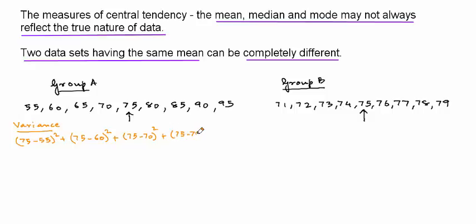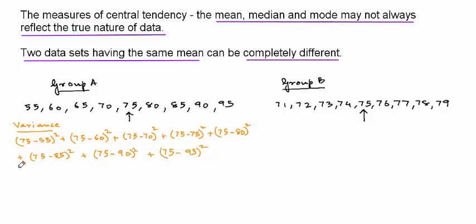75 minus 75, that will be a 0, but let's just write that down for the sake of completeness, plus 75 minus 80, square of that, plus 75 minus 85, square of that, plus 75 minus 90, square of that, plus 75 minus 95, square of that.